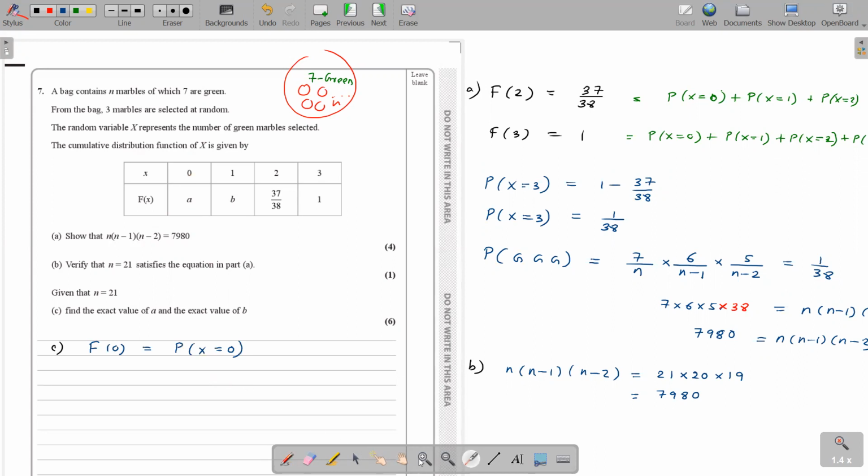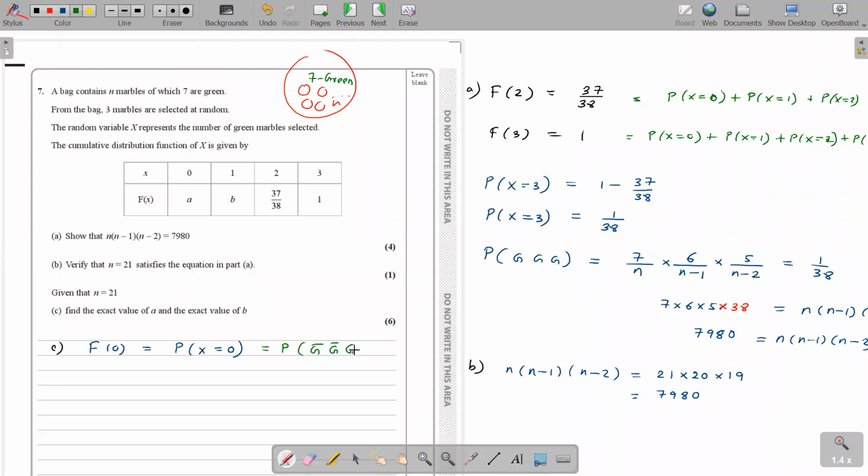Now you know you are taking 3 marbles from the bag. So x is 0 means what? X is the number of green marbles you take, right? X represents the number of green marbles. So x equals 0 means all 3 marbles are what? Not green. X equals 0 means there are 0 green marbles. Okay, so you take 3 marbles, out of 3, 0 are green, which means all 3 are not green, in other words, G dash.